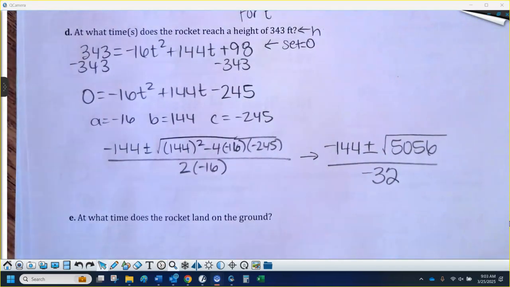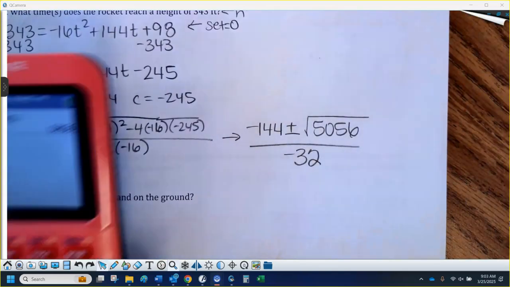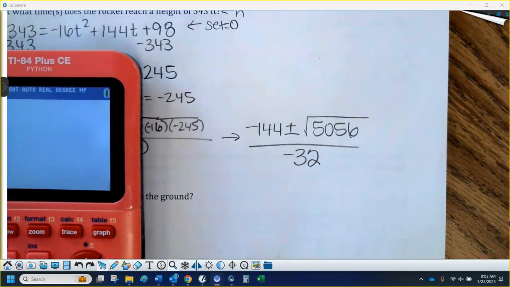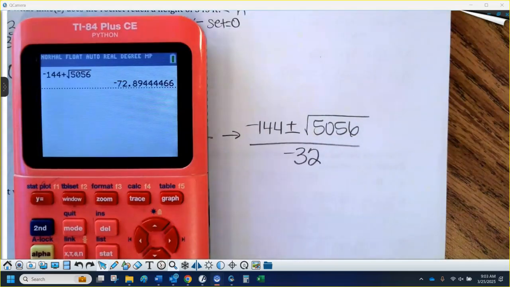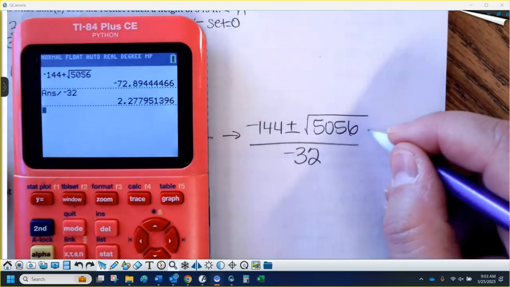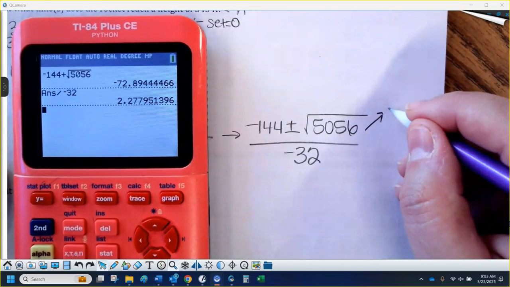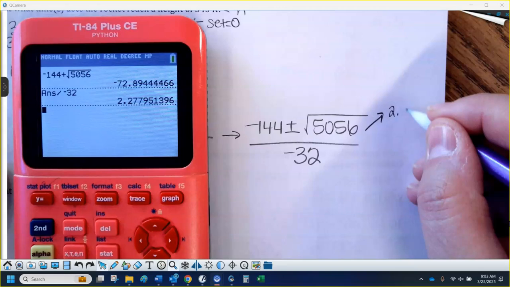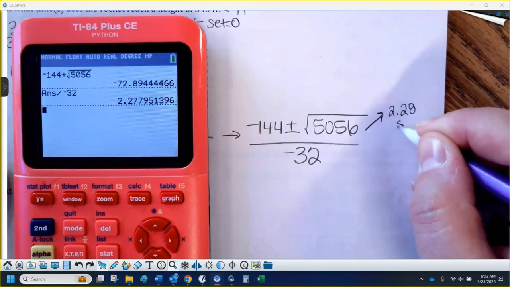Both of these answers are going to be positive. So on my calculator, I'm going to do negative 144 plus the square root of 5056, hit equals after you do that, and then divide that by negative 32. We're just going to do the approximate solution here. So this is on the way up, I did the adding first. Let's say like 2.28 seconds.